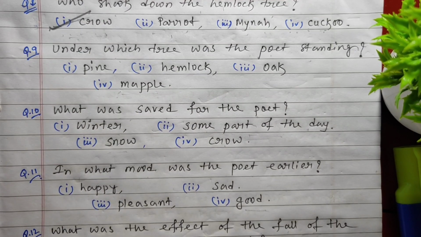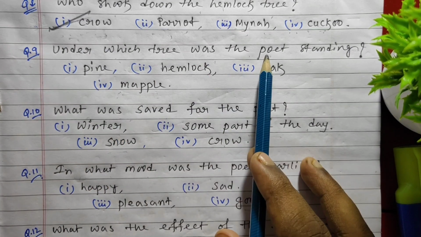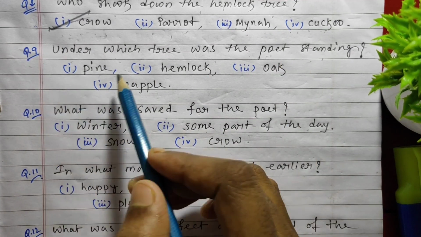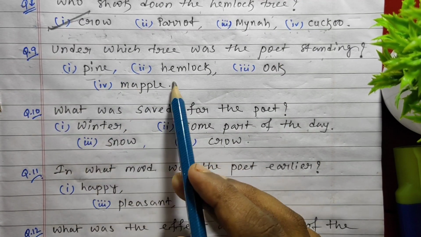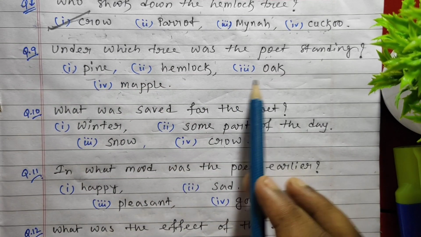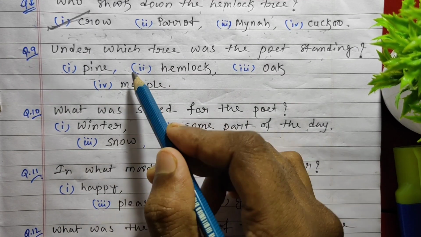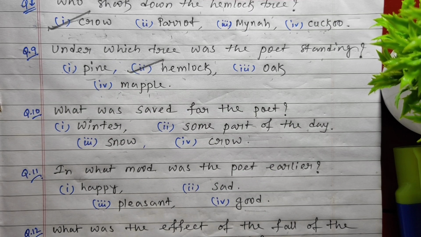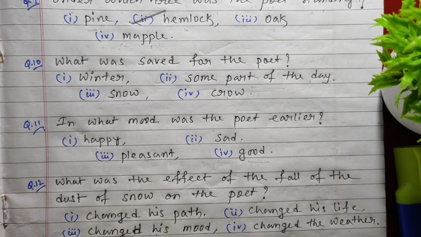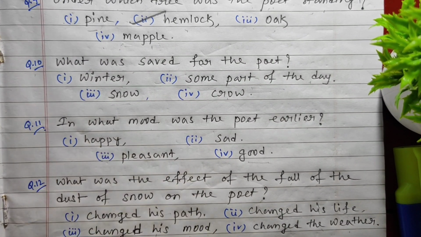Number 9. Under which tree was the poet standing? And here are the options. Number 1 is pine, number 2 hemlock, number 3 oak, number 4 is maple. And the correct option is hemlock. Now let's begin with question number 10.